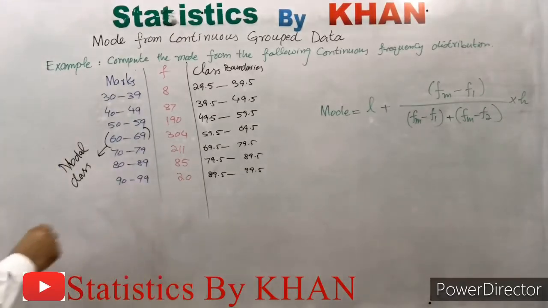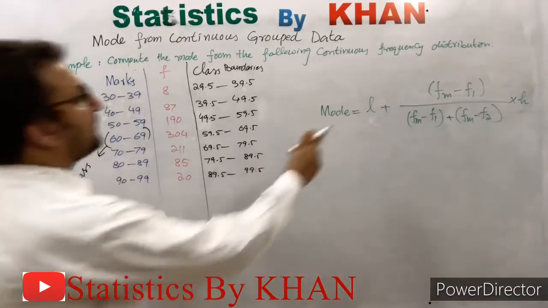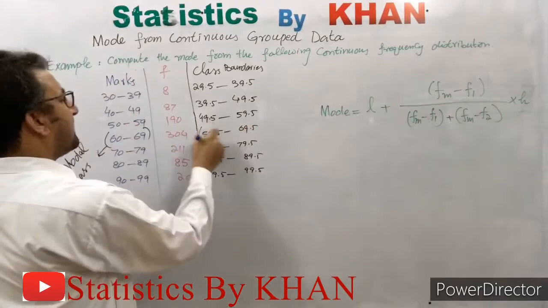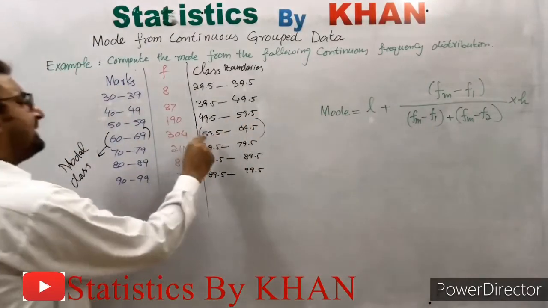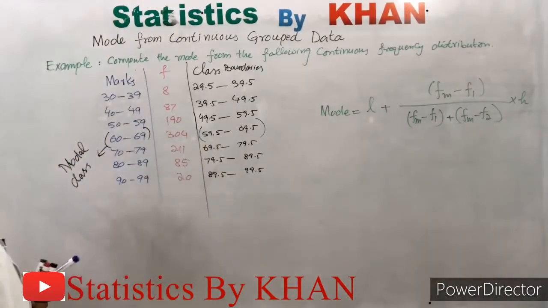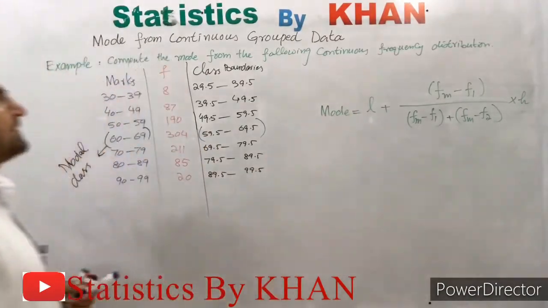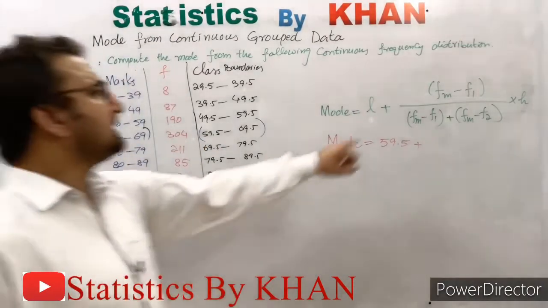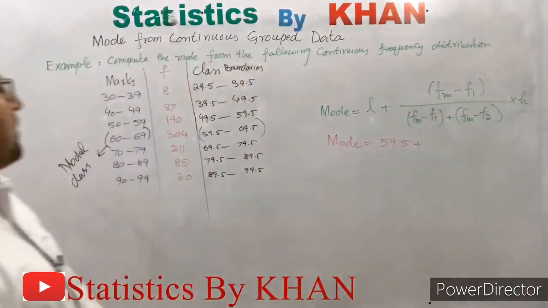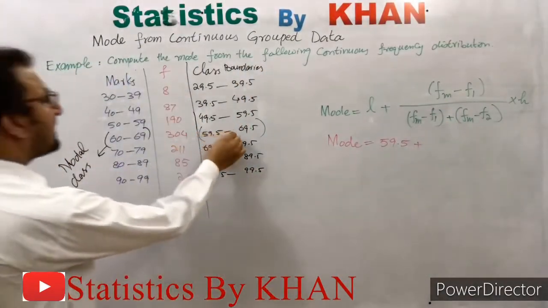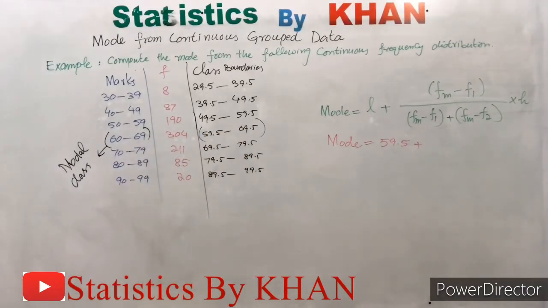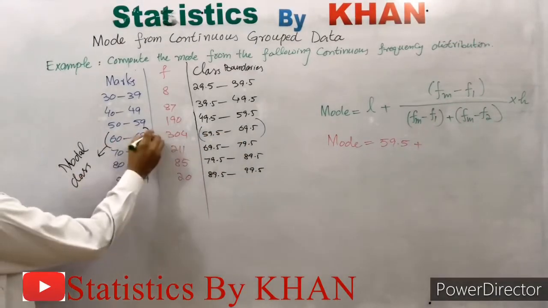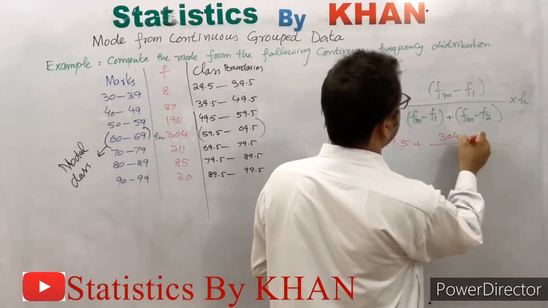Now we are focusing upon the formula. Now this L has become the lower limit of the modal class boundaries. So the lower limit in this class is 59.5, therefore L is equal to 59.5. Now this Fm shows the frequency of the modal class, as this is the modal class and this is the frequency of the modal class. So Fm is equal to 304. This 304 is Fm, so we will write 304 over here.